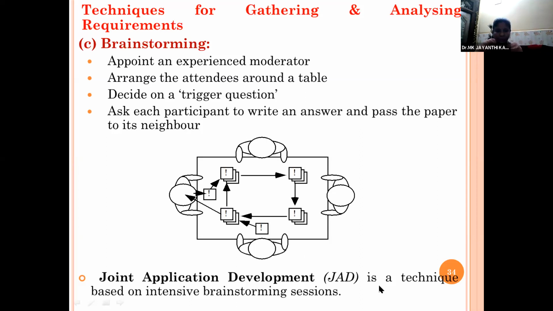Or we can go for joint application development. It is a technique based on intensive brainstorming sessions. So we'll have a deep discussion with all the people or stakeholders of the project, and by conducting the brainstorming or by raising the questions among the people, we'll have a discussion. Then we'll come out with the best solution. So a question is raised with all the people related with the project, and each one will give some answer. All the answers will be discussed among all the people. Then we will find out the best solution. We will take the solution to implement the project.